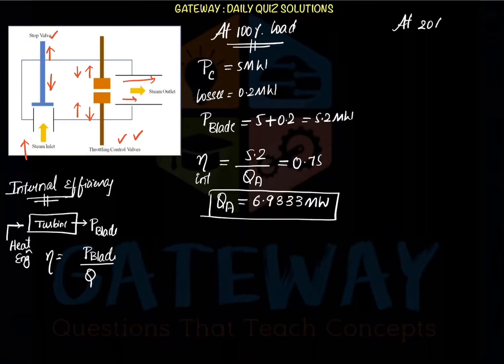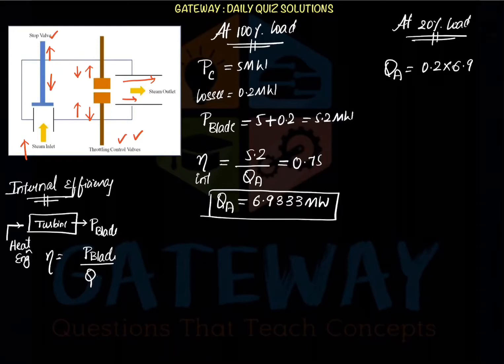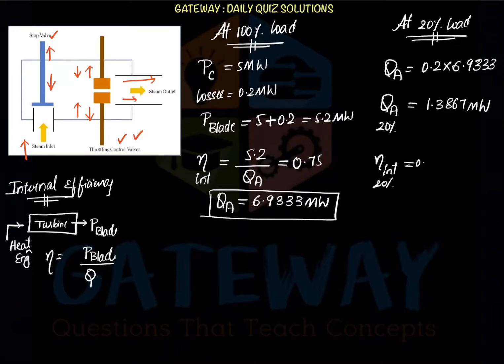Now the load is reduced to 20%. So when the load is reduced to 20%, as we've already discussed in the cyclic manner, our heat energy to the steam turbine will also decrease to 20%. So the Q added here will be 20% of the full load, that is 0.2 times 6.9333. From that we will get the value of Q added at 20% load, which comes out to be 1.3867 megawatts.